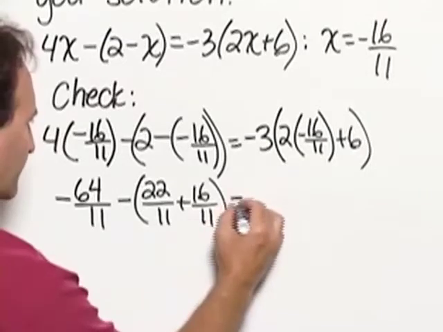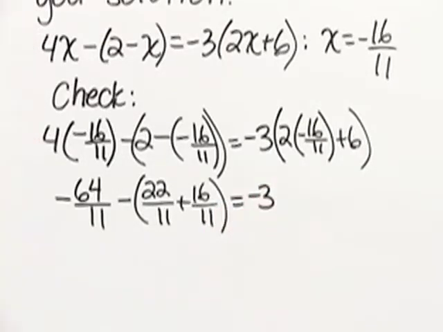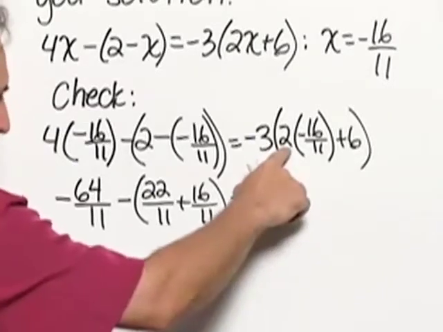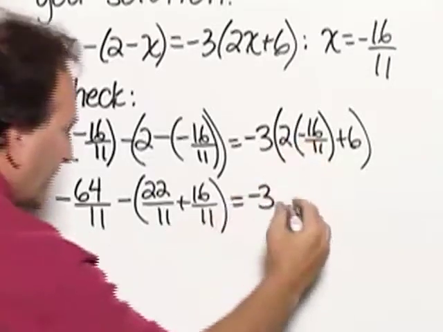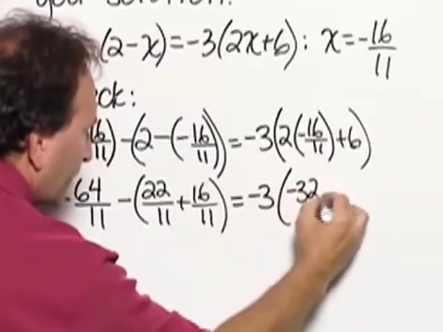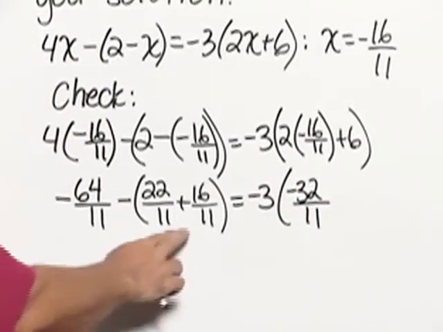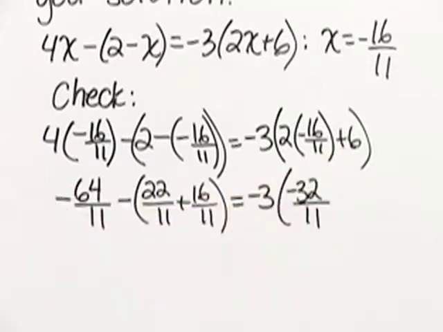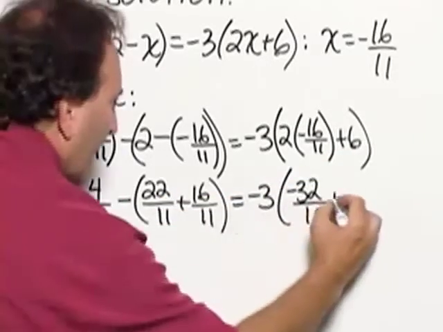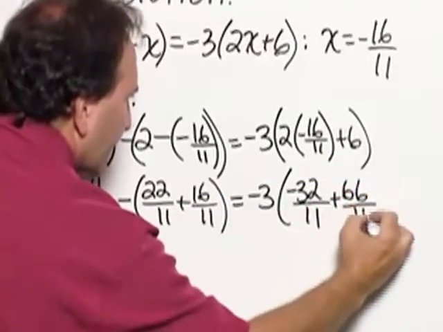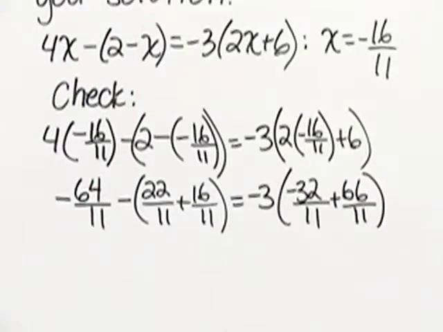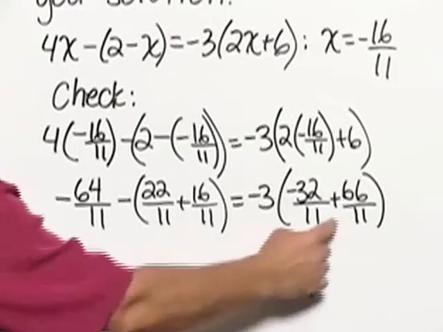On the right-hand side, we have the negative 3, and then 2 times negative 16, which would be negative 32/11. Similarly to what I've done in this parenthesis, I'm going to write the 6 as plus 66 over 11. We can now simplify inside of both parentheses.